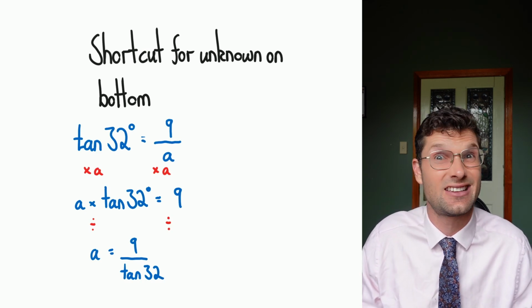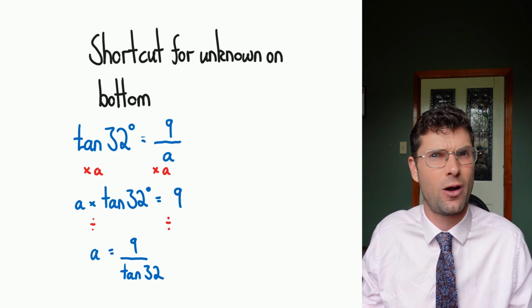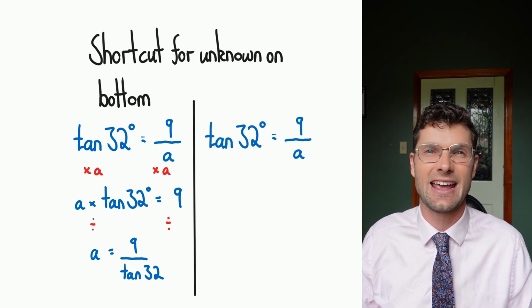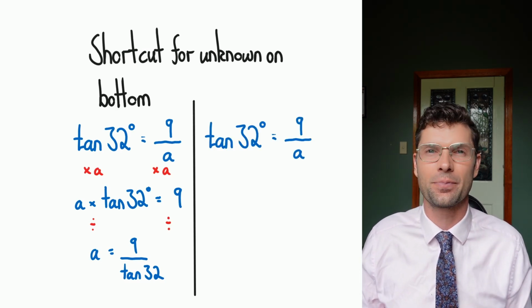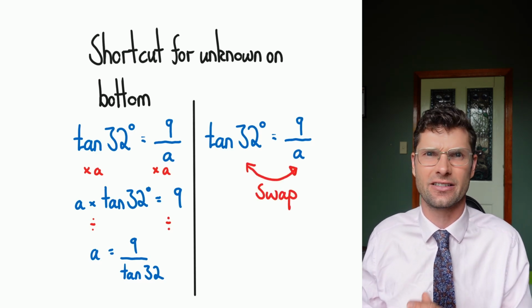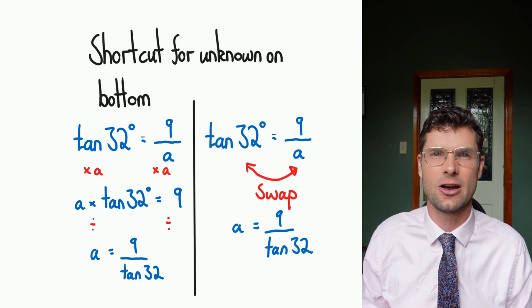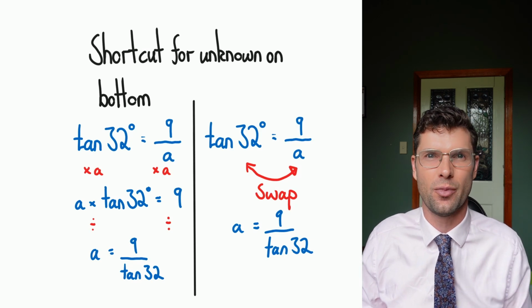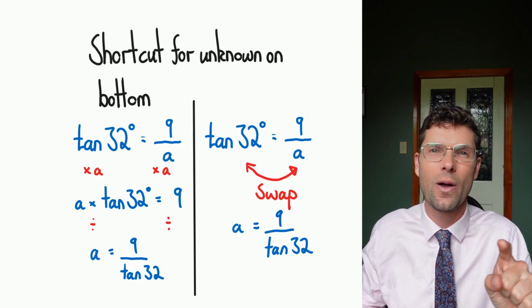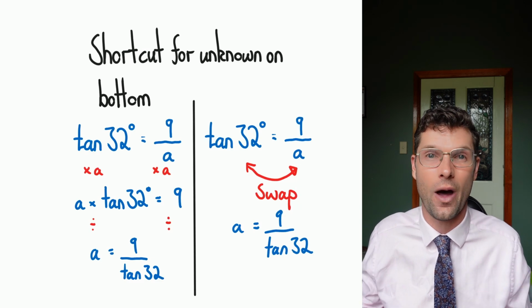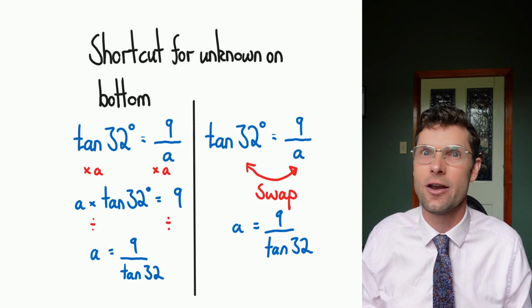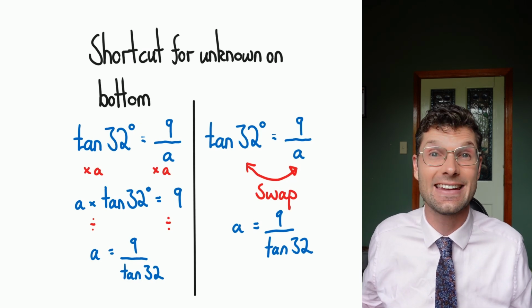But you might be able to see pretty quickly what we did. Where did these things end up compared to where they started with? So I've got the exact same thing. Tan 32 is equal to 9 over a. So all I've got to do is just swap these two things. The a goes to the other side by itself, and the tan 32 goes to the bottom. This is because we're timesing and then dividing, but we can just do the swap in one go. So straight away the answer is a is equal to 9 over tan 32, and that is correct.